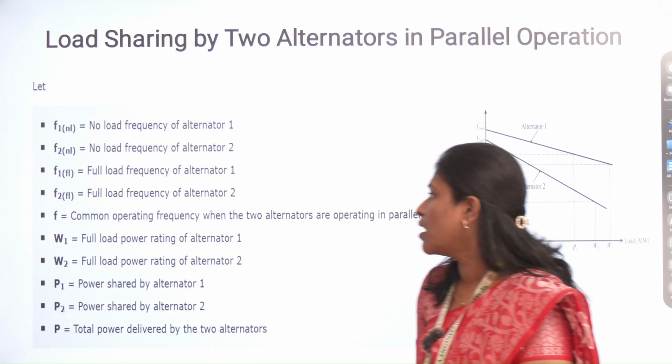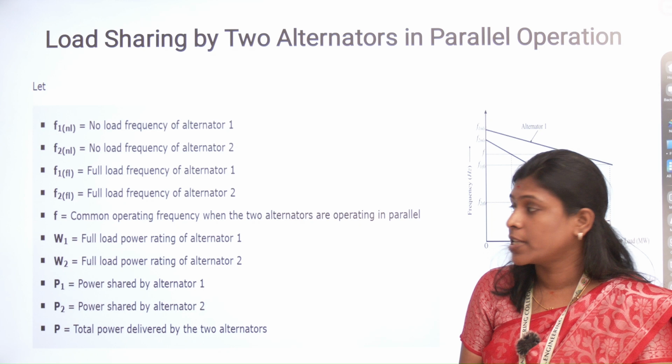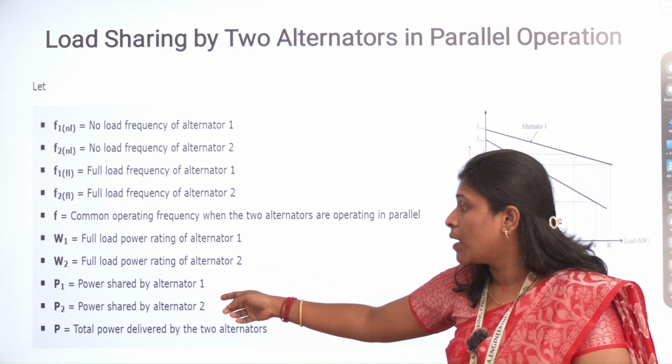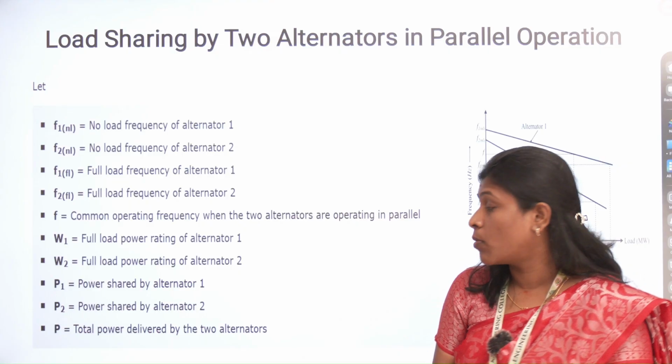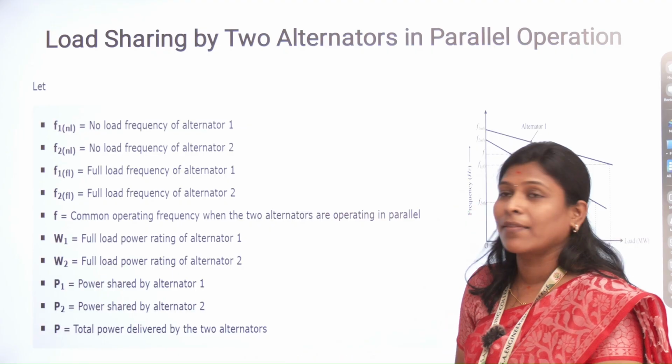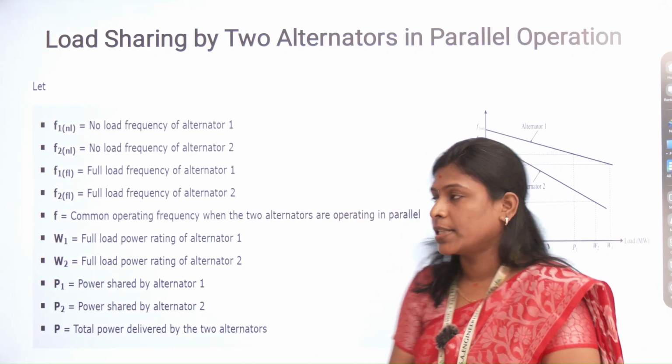W1 is the full load power rating of alternator 1. W2 is the full load power rating of alternator 2. P1 is the power shared by alternator 1. P2 is the power shared by alternator 2. P is the total power delivered by the 2 alternators.